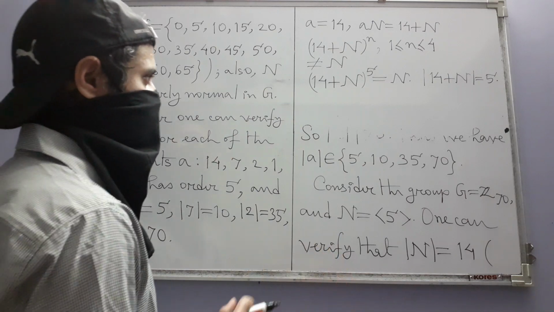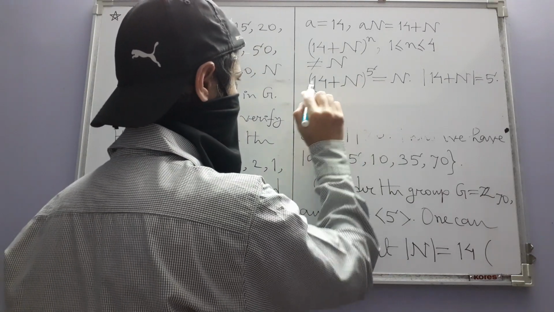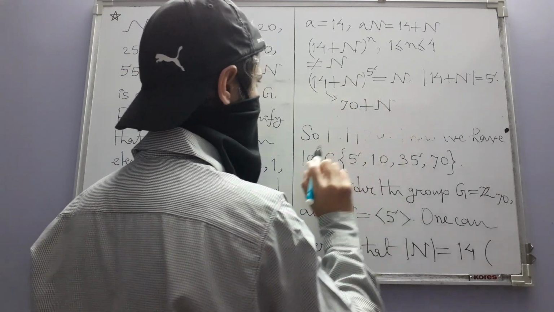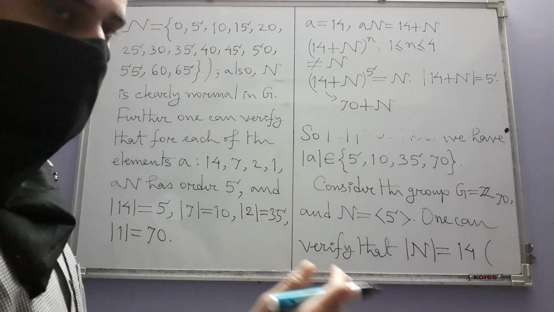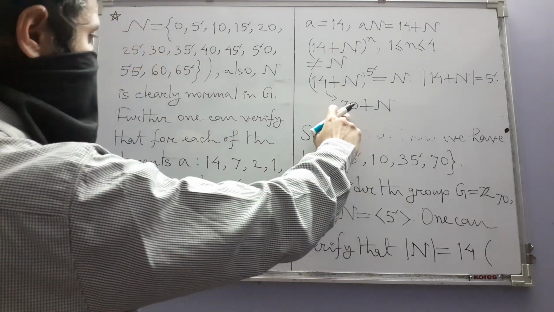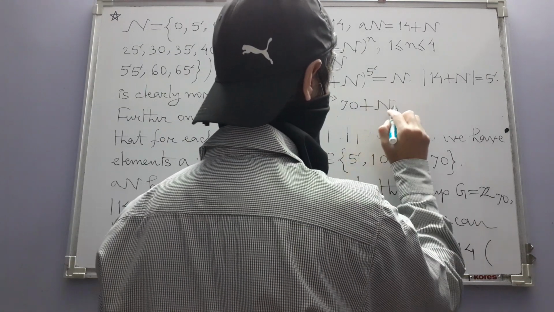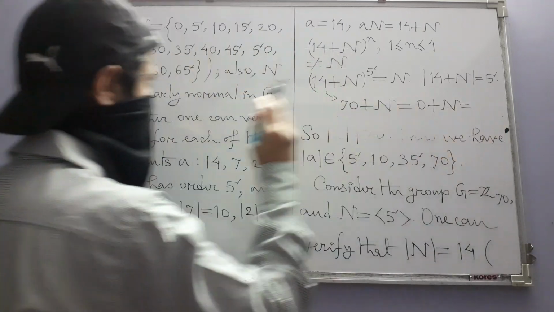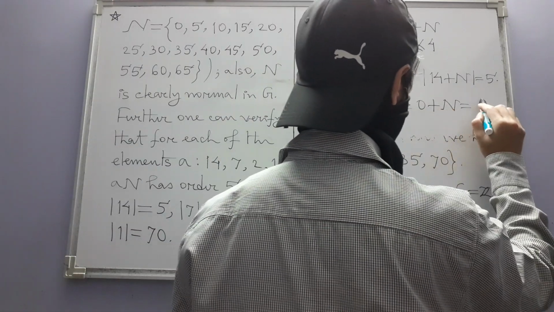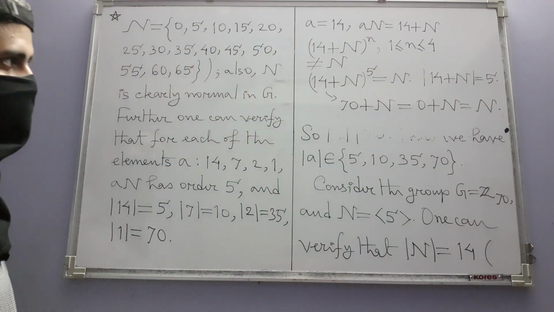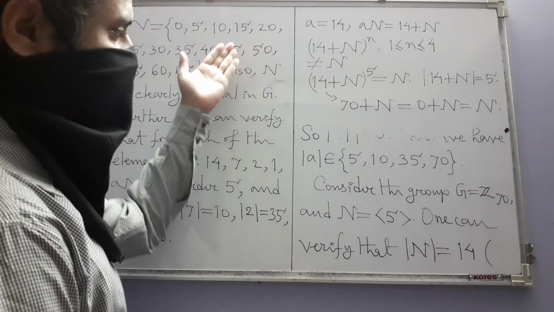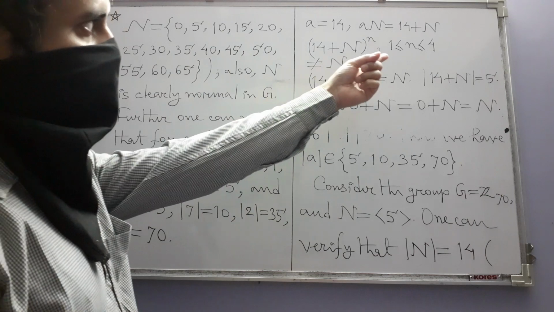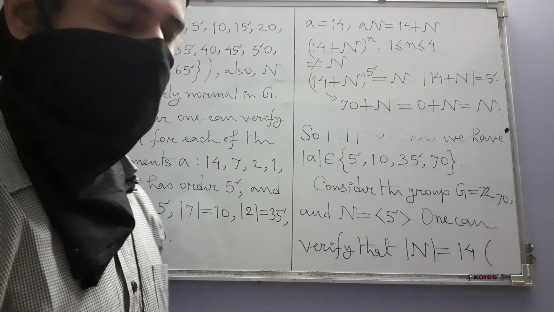Or you may not calculate all the things. You just note that this will be equal to 70 plus n, because 14 plus 14 plus 14 plus 14 plus 14. But because 70 plus n, and 70 is just 0, because 0 is an element here, so this coset is nothing but n. There is in fact no need to go through the process of actually finding the elements. So that's how this particular n actually has order 5.